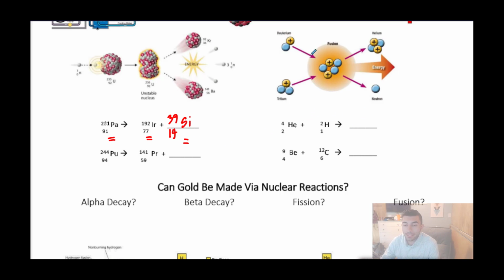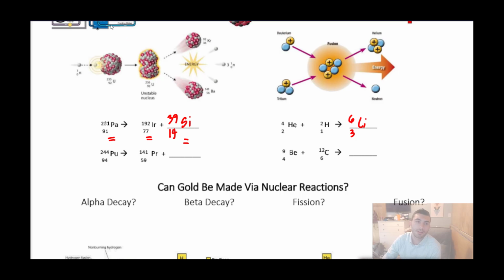On the right-hand side here, we have a fusion reaction. I have a helium nucleus and a hydrogen nucleus coming together to form one nucleus. 2 protons and 1 proton give us 3. 4 plus 2 mass units give us 6. The third element on the table is lithium, so this is a fusion reaction that's forming lithium-6.